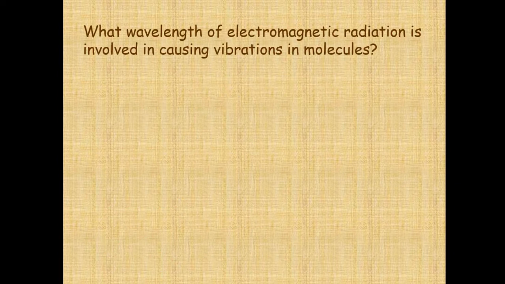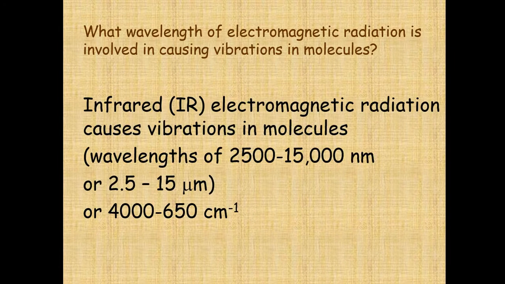What wavelength of electromagnetic radiation is involved in causing vibration in the molecule? This is very important. The infrared region is divided into three parts: middle infrared, far infrared, and near infrared region. The middle infrared region is very important to determine the functional groups of organic molecules, that is 2.5 to 15 microns. If you convert into centimeter inverse, it is about 4000 to 650 centimeter inverse.